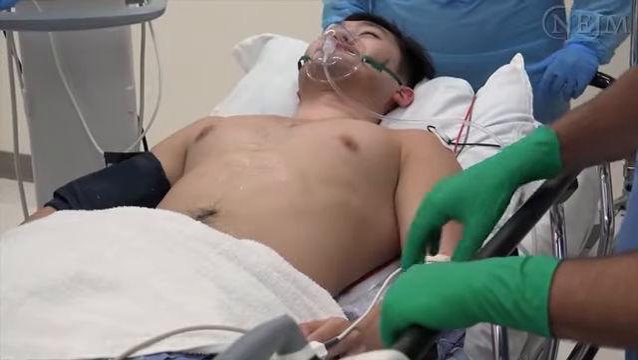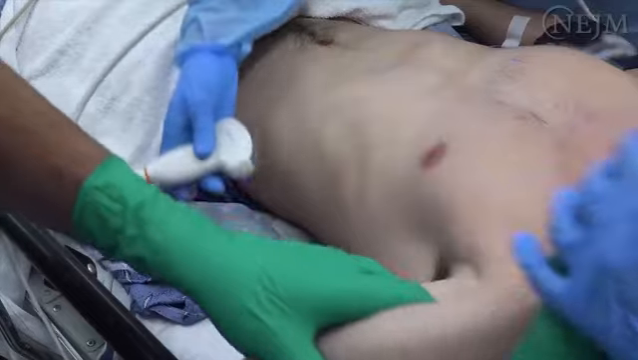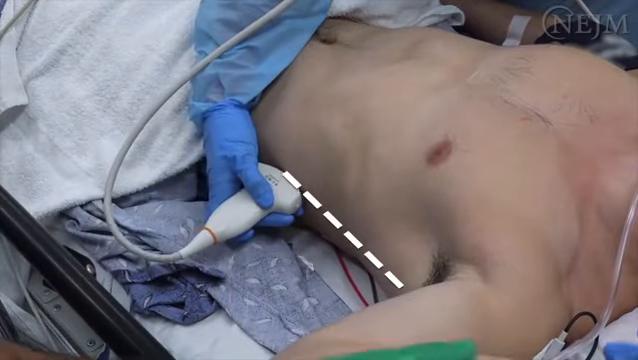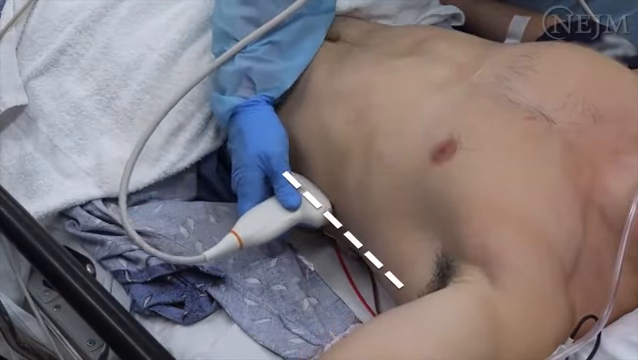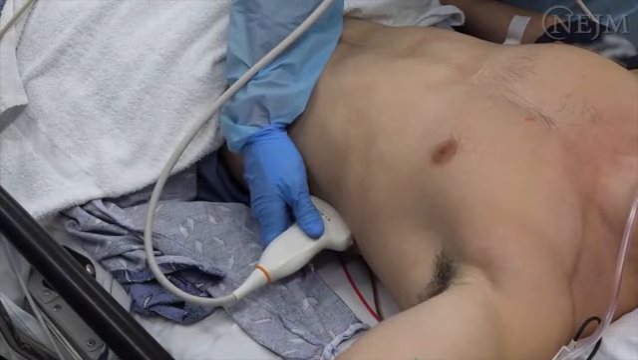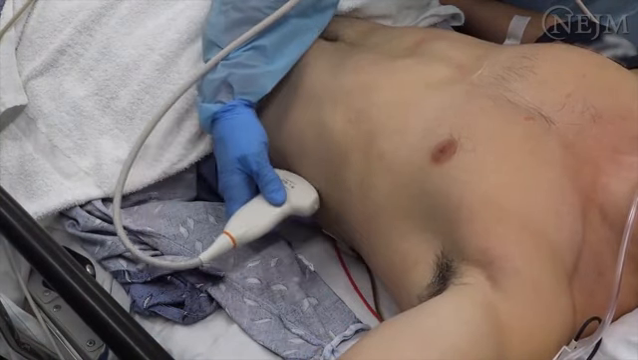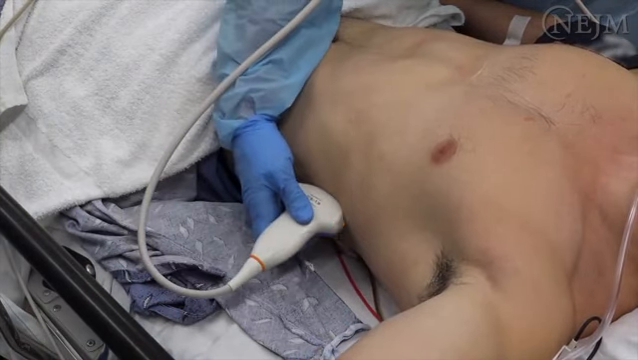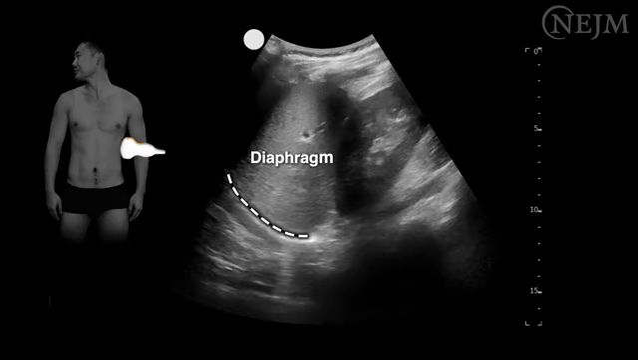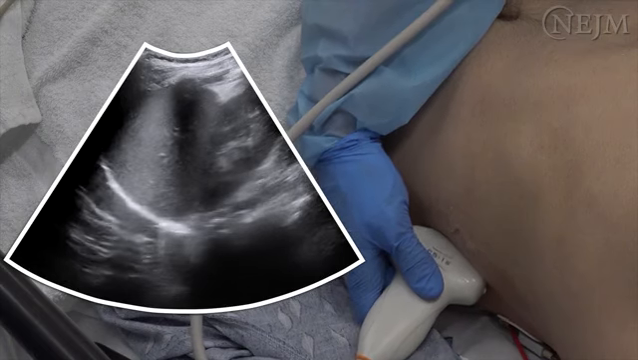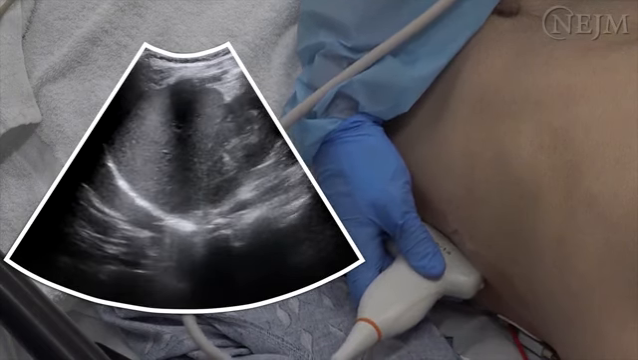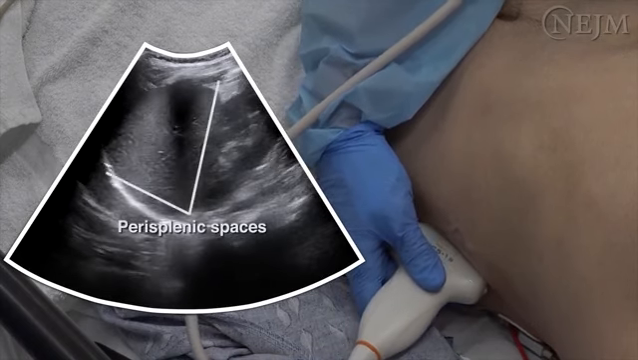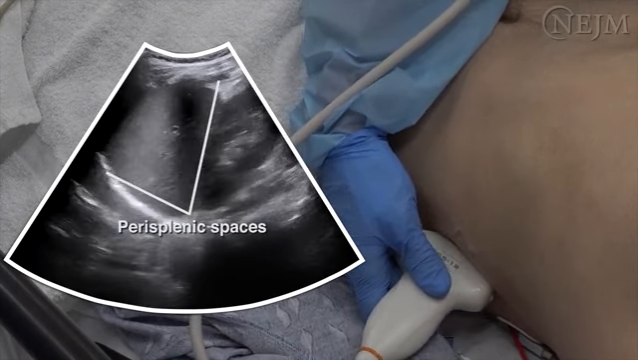To obtain an image of the left upper quadrant, place the curvilinear probe along the left posterior axillary line at the level of the 6th to 9th intercostal spaces. Position the probe in the coronal orientation with the indicator pointing cephalad. Locate the diaphragm, the thoracic spine, the spleen, and the left kidney. Tilt the probe anteriorly and posteriorly to evaluate the spleen and perisplenic spaces above the spleen.